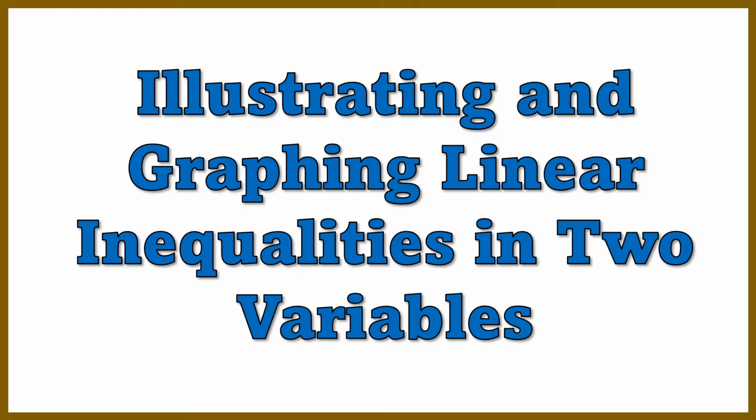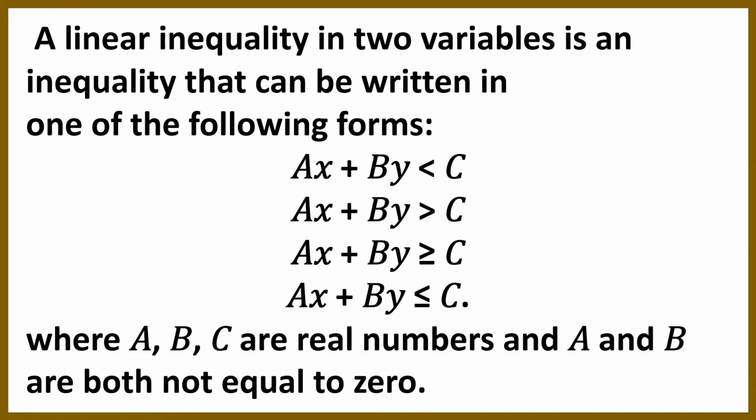Today's video, our lesson is about illustrating and graphing linear inequalities in two variables. A linear inequality in two variables is an inequality that can be written in one of the following forms: ax + by < c, ax + by > c, ax + by ≥ c, ax + by ≤ c, where a, b, and c are real numbers and a and b are both not equal to 0.